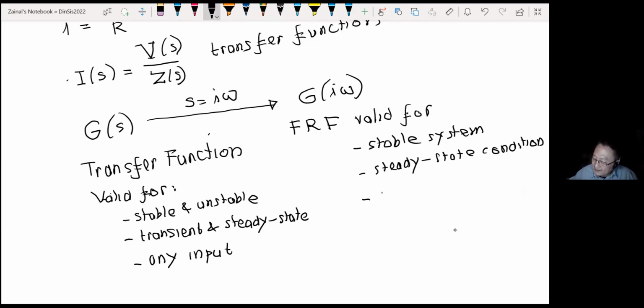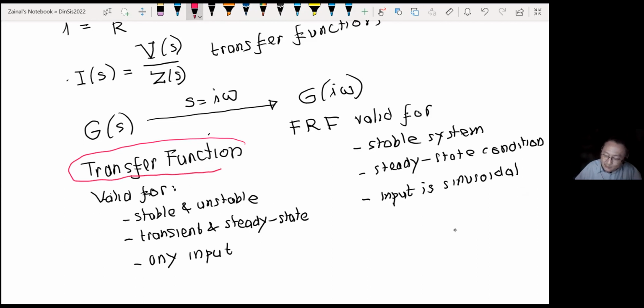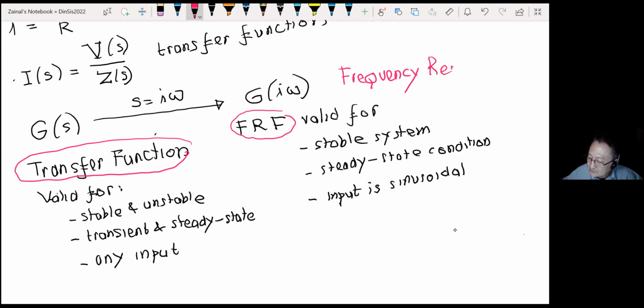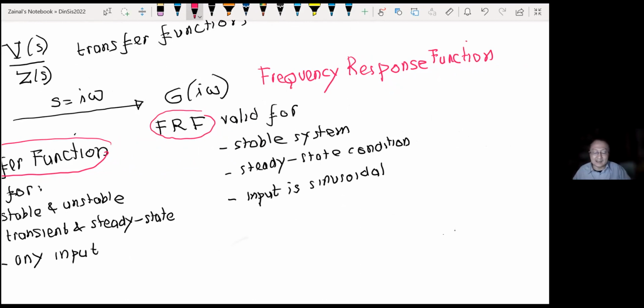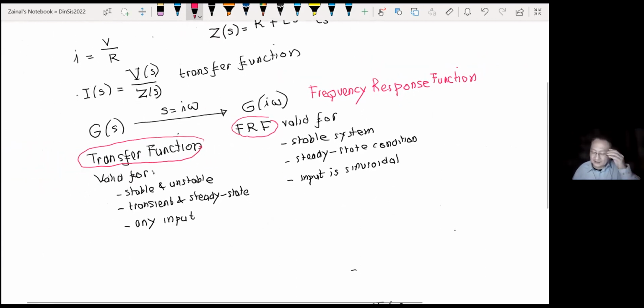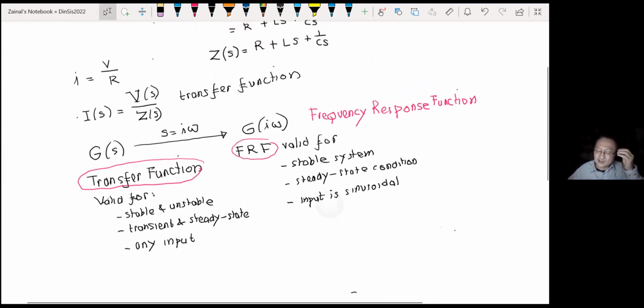Okay, and when the input is sinusoidal. So it doesn't describe step input, etc. So instead of using the transfer function, we want to use the frequency response function, because this one is easier than the transfer function. Any question?